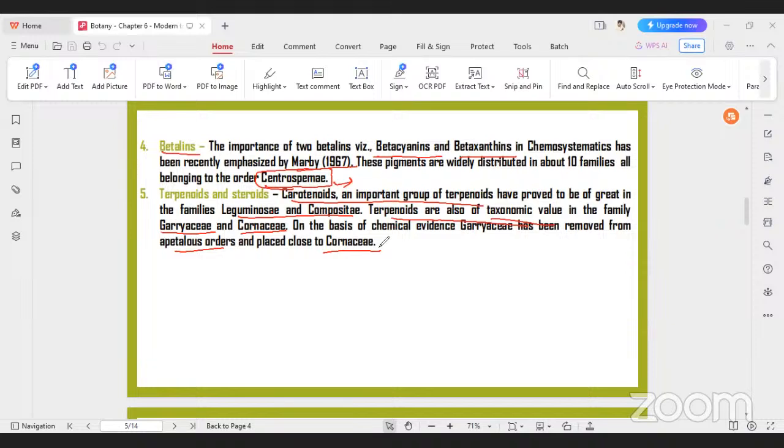One group to another group based on the chemical variations. So this is about chemotaxonomy. Chemical taxonomy is mainly based on chemical compounds: amino acids, alkaloids, betalains, terpenoids, and steroids. These are all. So this chemotaxonomy is also important for short answers.